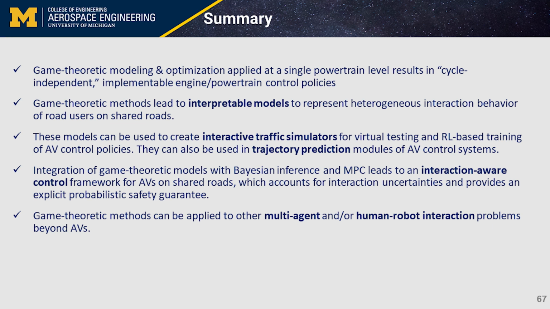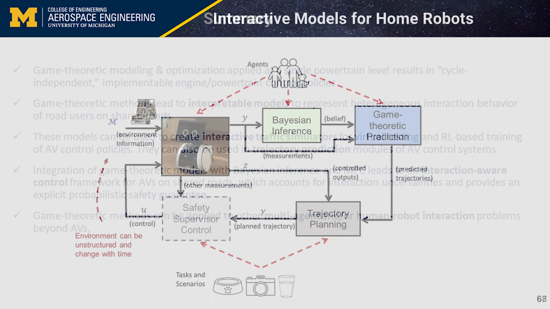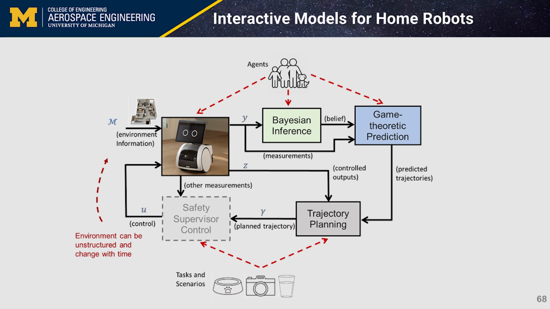The other point that I want to make is that these game-theoretic methods can be applied to other multi-agent or human-robot interaction problems beyond automated vehicles. Very recently, we tried to think about human-robot interactions in a home robotics type setting, where your robot has to move around the humans and interact with humans in certain ways. And we think that some of these ideas can be exploited there as well.